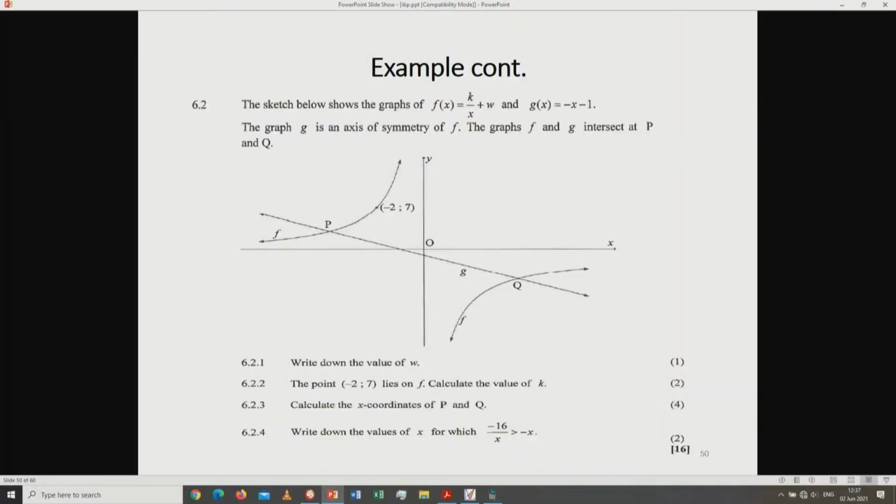Okay. Right, the last question here is: write down the values of x for which minus 16 divided by x is greater than minus x. Do you see where this one comes from? Yes, I can clearly see what is happening. This one comes from here. Minus 16 divided by x is greater than minus x. It means that is where the graph of f is greater than the graph of g.